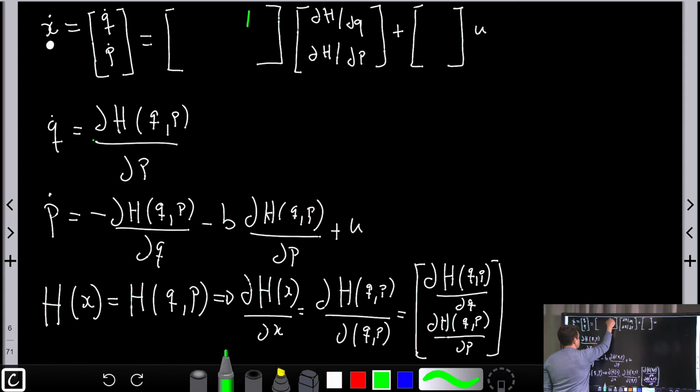Nothing is multiplying the partial derivative of H with respect to q, so this is a zero. Here we can see that minus one is multiplying the partial derivative with respect to q, so this is minus one. And here a minus b is multiplying the partial derivative with respect to p. Also, the input doesn't directly affect the dynamics of the generalized coordinate, so we assign a zero here, but there is a constant one that multiplies the input force that affects the mass. Let's not forget about the physical system. So for this row, it is one.